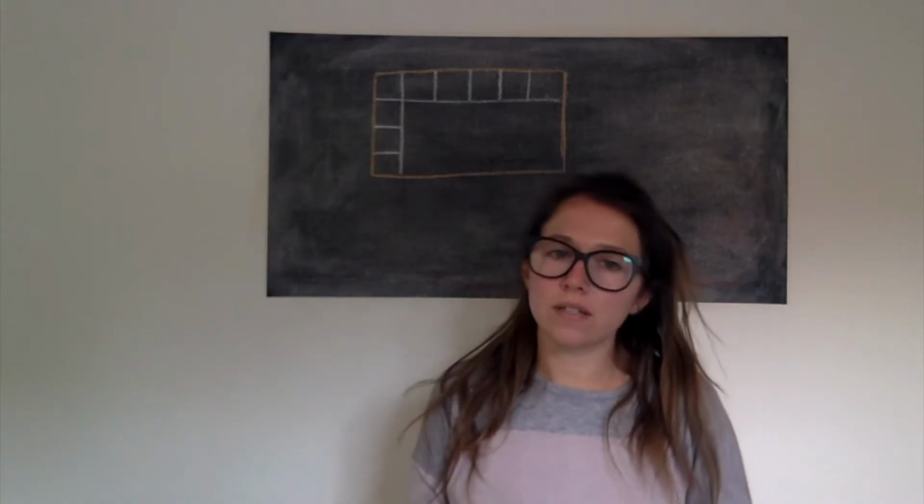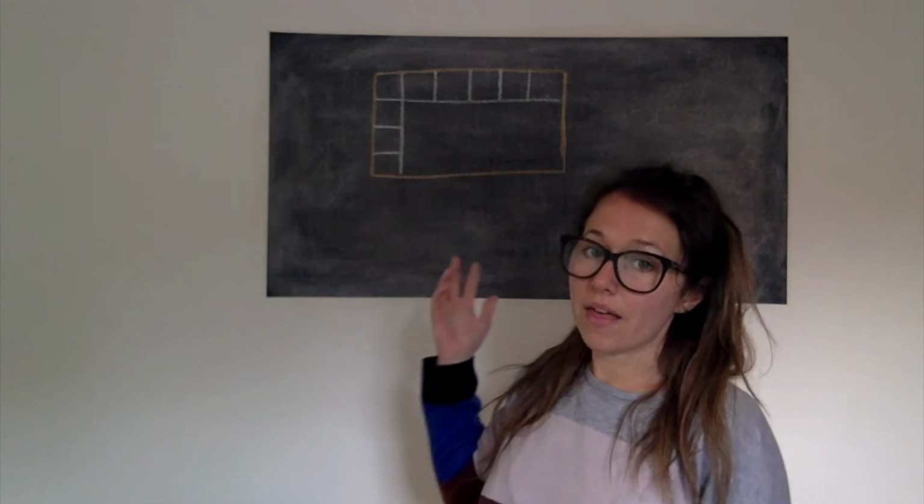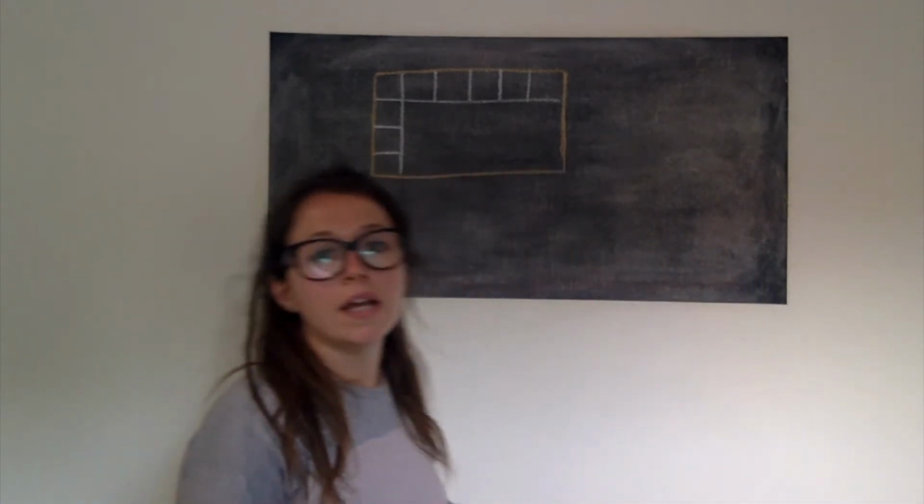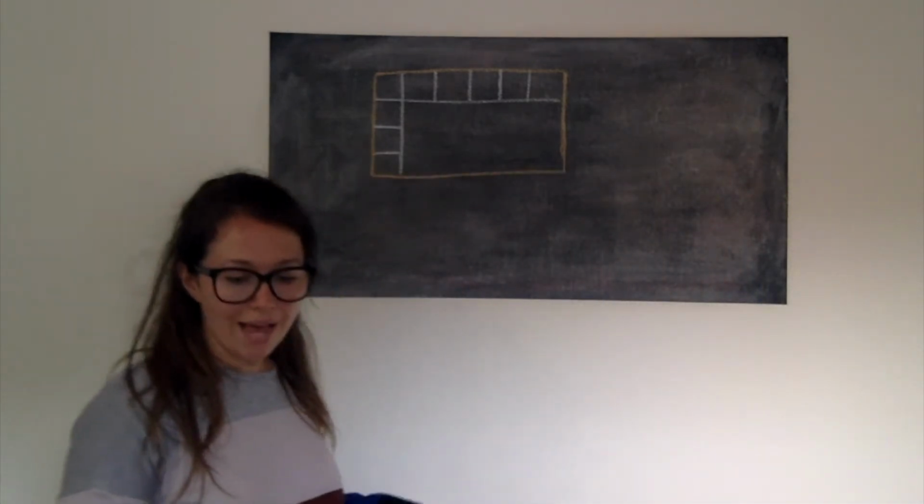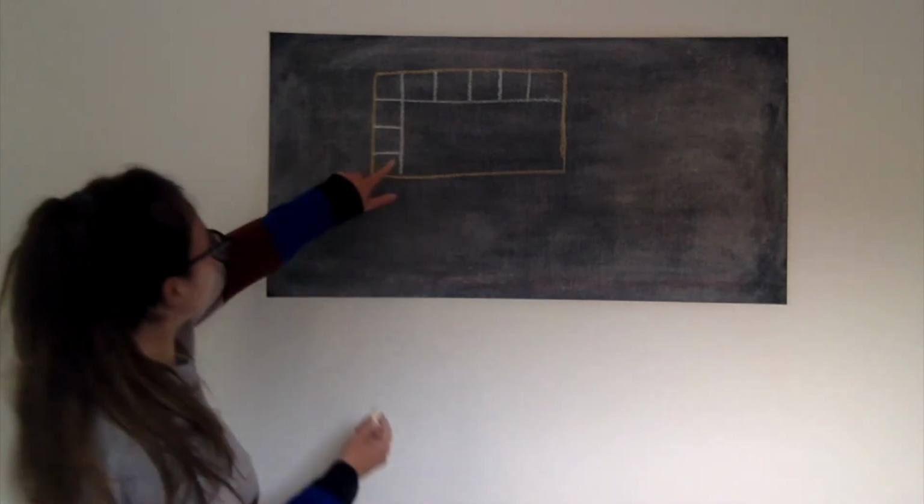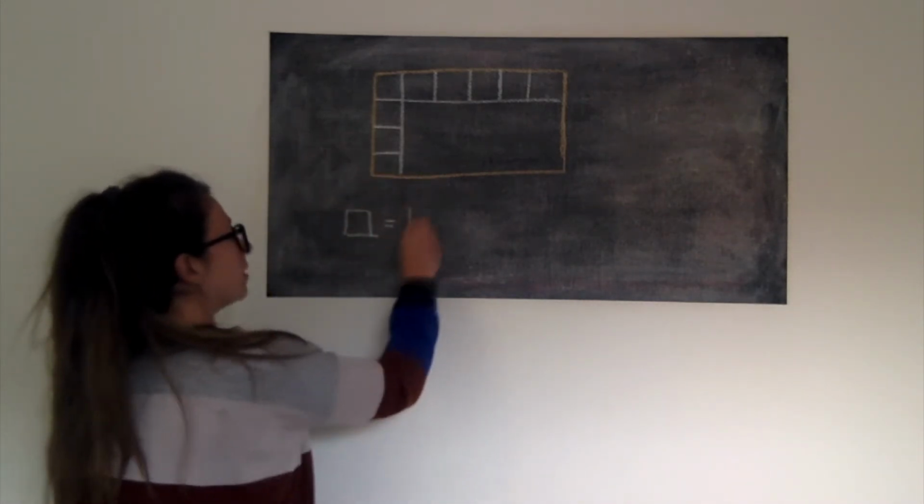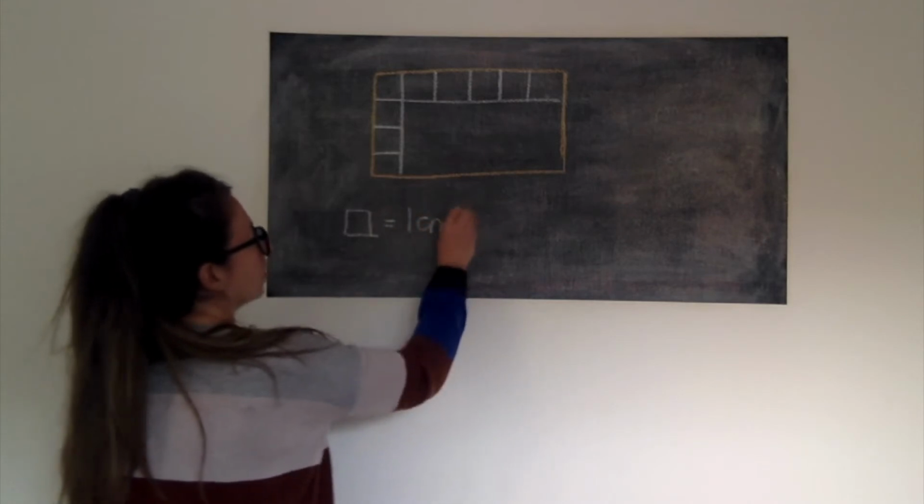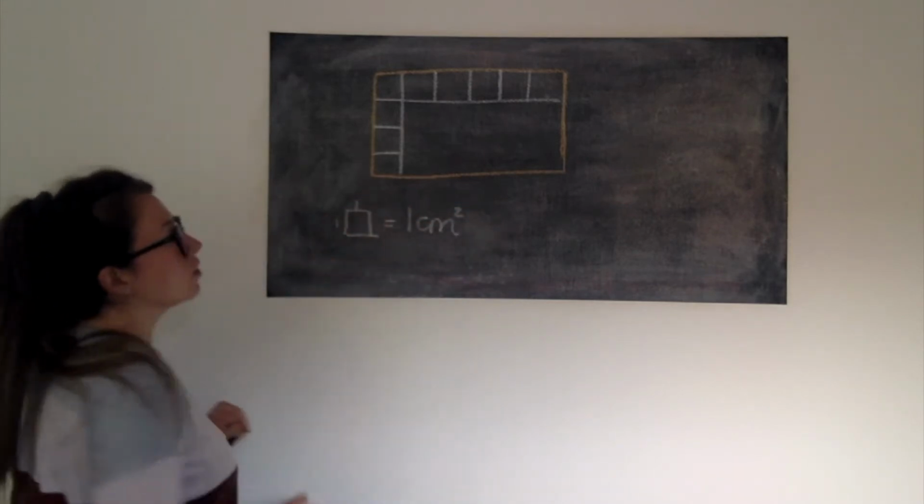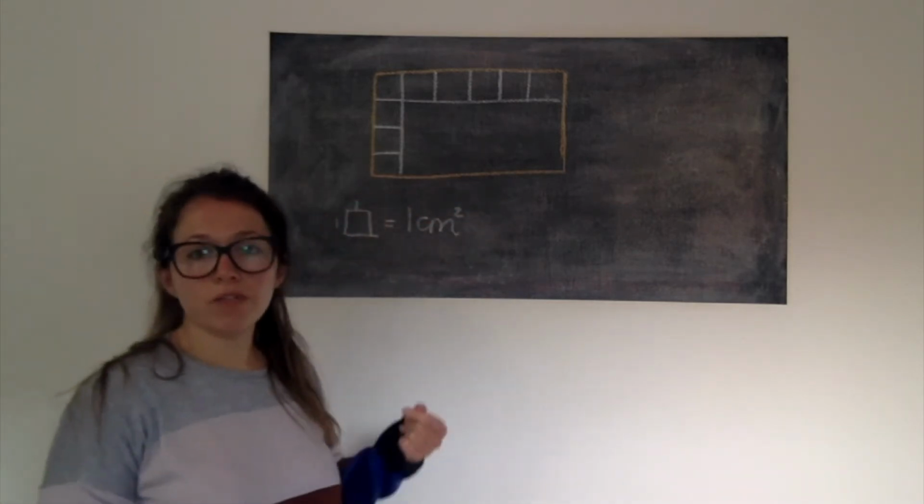Let's use that understanding to help us calculate the area of this rectangle. Now, as I mentioned before, this isn't accurate, but I want you to imagine that each of these squares that I have drawn on is 1 centimetre squared. So it's 1 centimetre each side. So pause the video and figure out what is the area of this rectangle using that information.